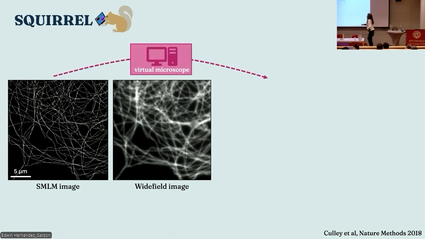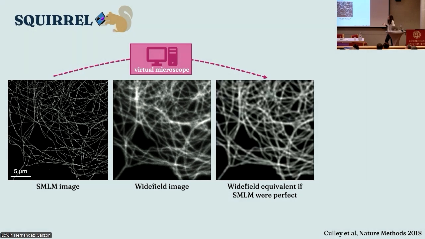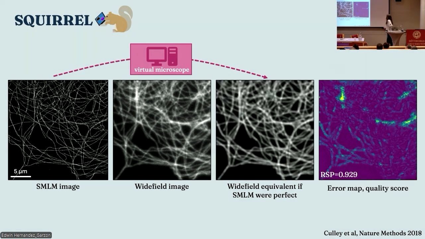If our single molecular localization image is perfect, if it is artifact-free and perfectly represents my structure, and I pass it through a virtual microscope, so scale the intensities and blur it out, then we'll get what the wide field would look like if it was perfect, which is this. And then, of course, we can just correlate the two.